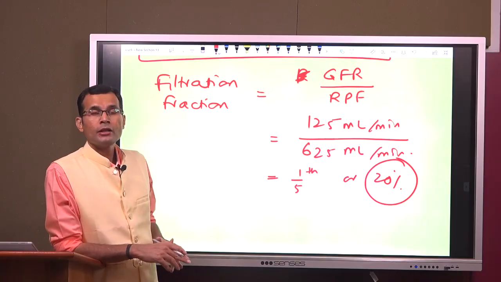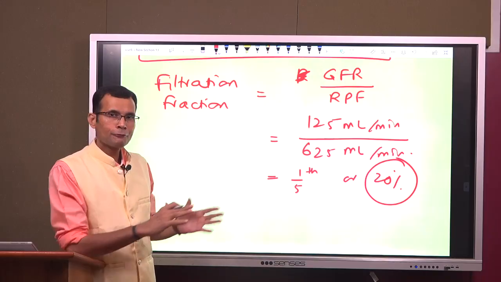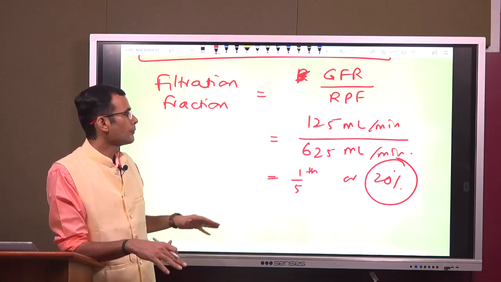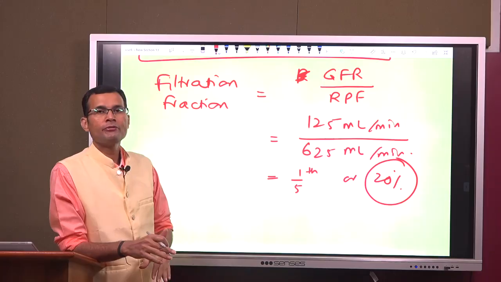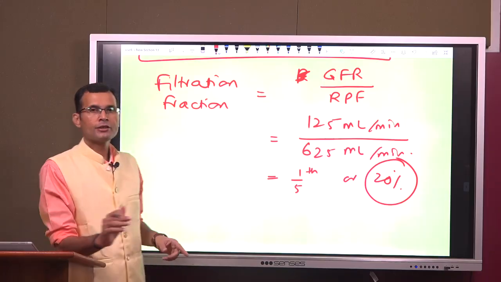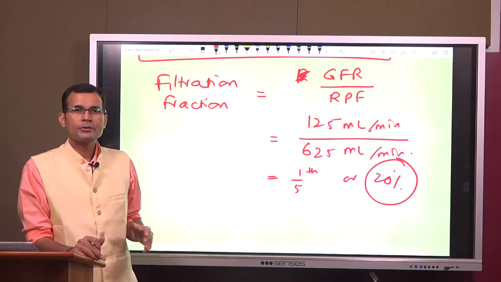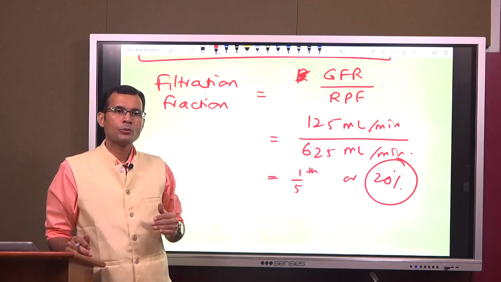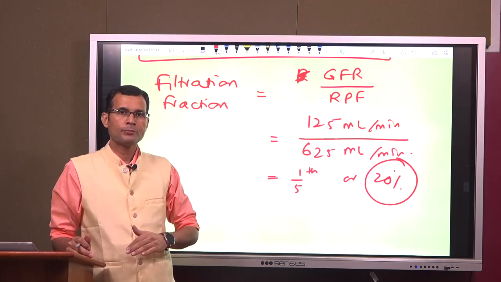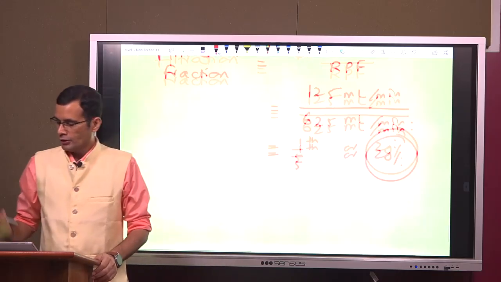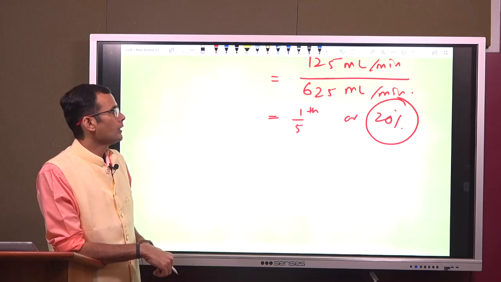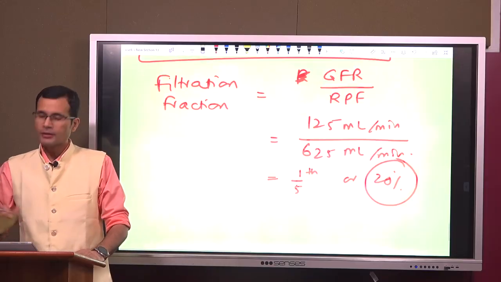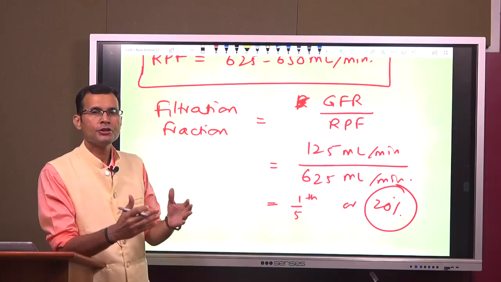So from whatever plasma is flowing through the glomeruli, through the kidneys, only 20% will be filtered out, and that's the filtration fraction. So remember, a substance does not get totally filtered out in one pass. Only 20% will get filtered out. So that's filtration fraction, and these are the things related to the GFR.